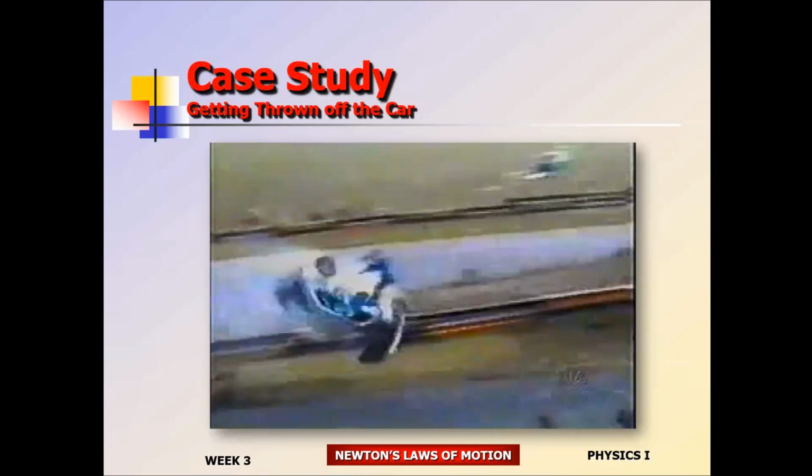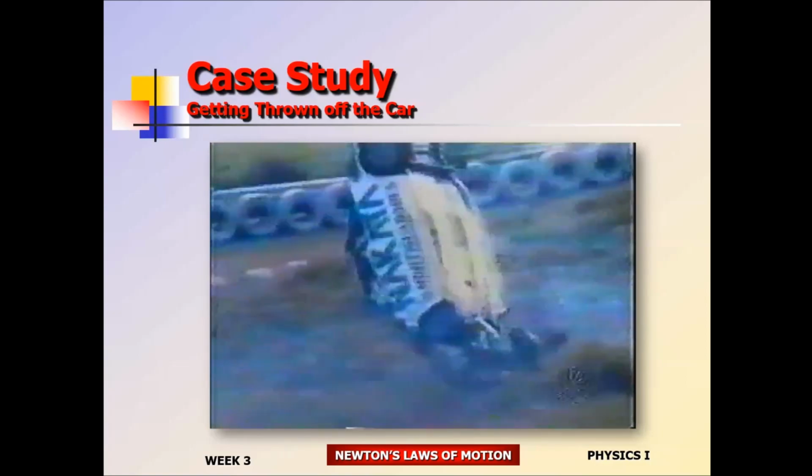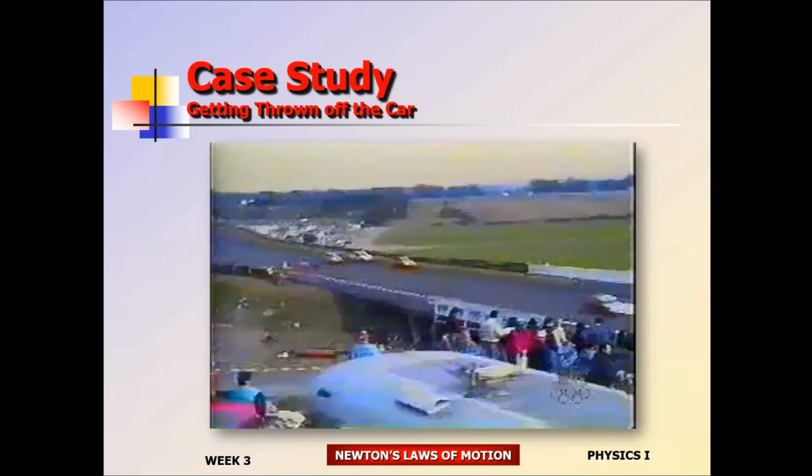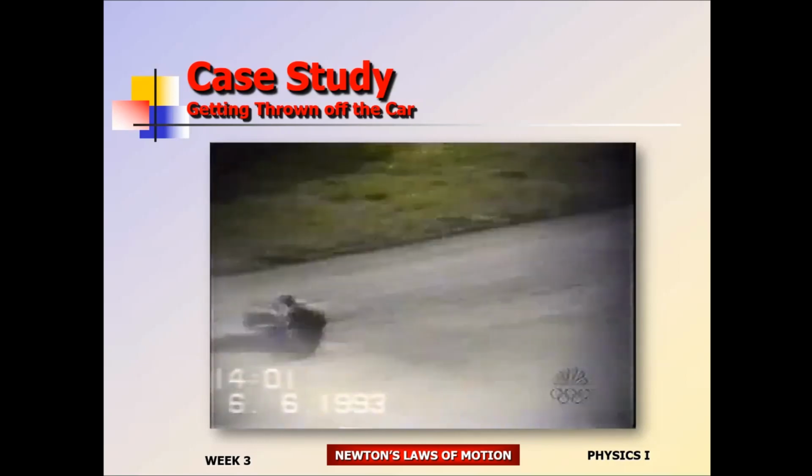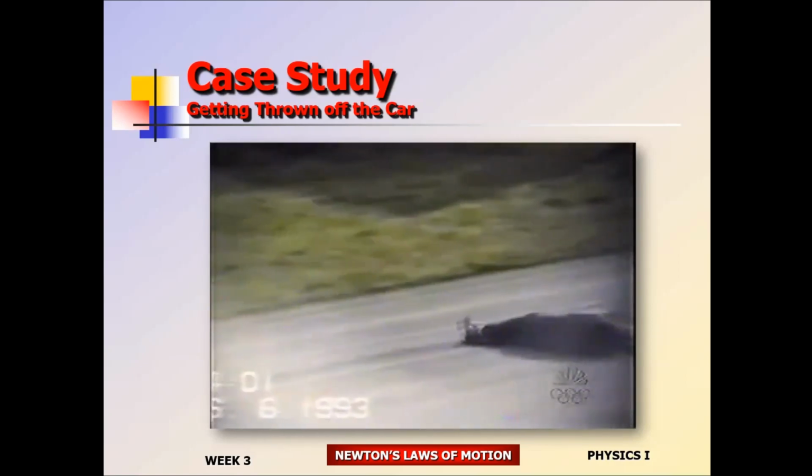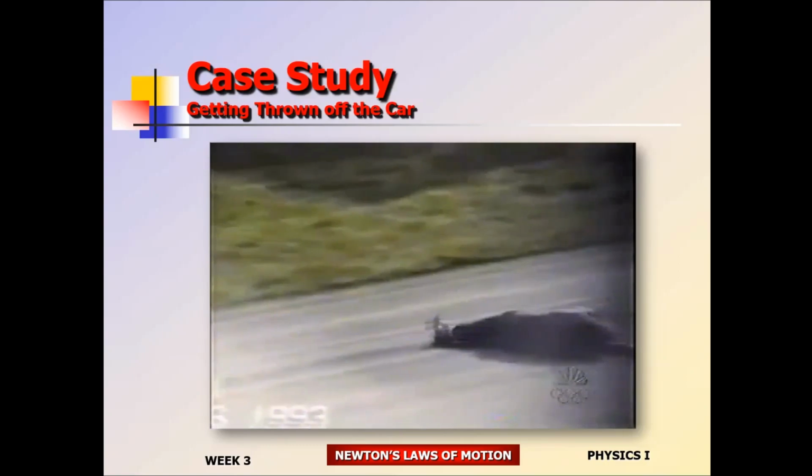Maurizio's car slams into the concrete barrier, catapulting him out of the window and hurling him through the air. Watch again. As the car rolls over, Maurizio flies out and slams against the racer. The impact knocks his helmet off his head. 50 feet down the track, Maurizio's body slams to the ground.